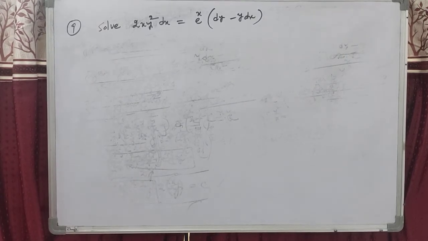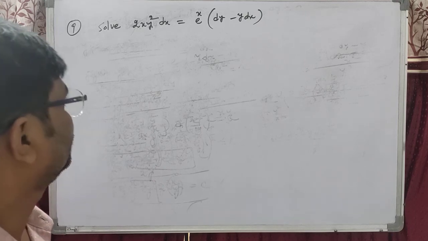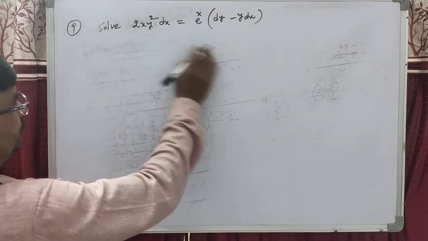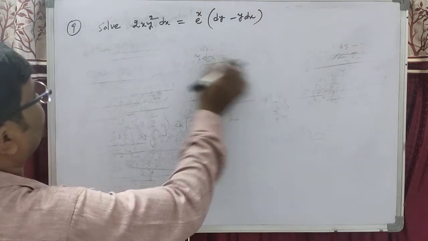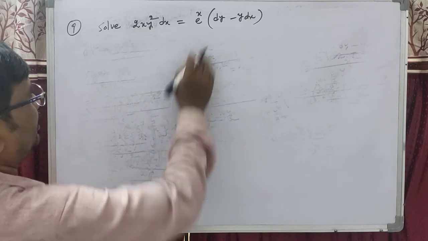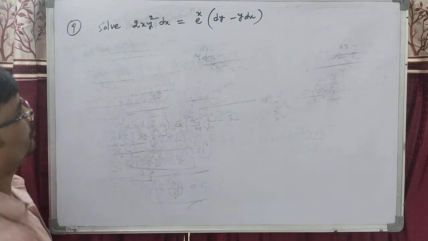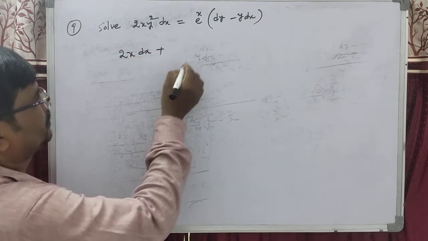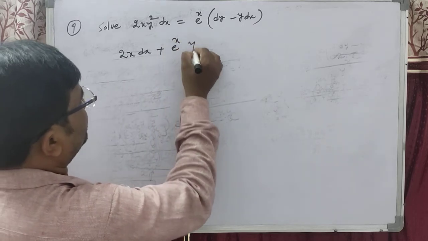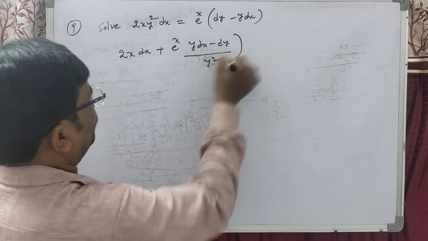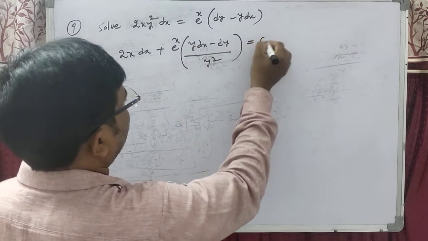My dear students, I will take one more question of the same model. Question number 8 and question number 9 are the same model. Right now we divide by y square. That is 2x dx plus e power x into y dx minus dy by y square equals 0.